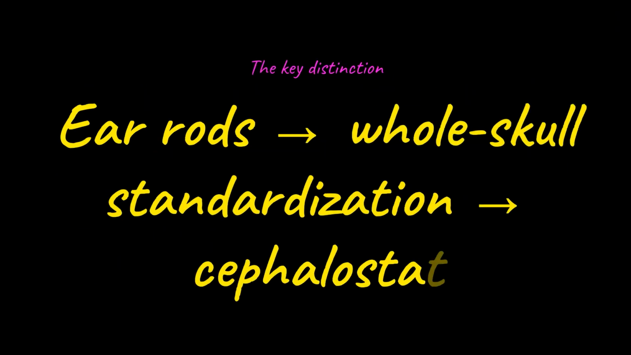When an exam stem mentions ear rods, a skull profile image, or reproducible head orientation, the answer is always the cephalostat. It is the only device that locks the entire skull in place, so cephalometric images can be meaningfully superimposed and compared over time.